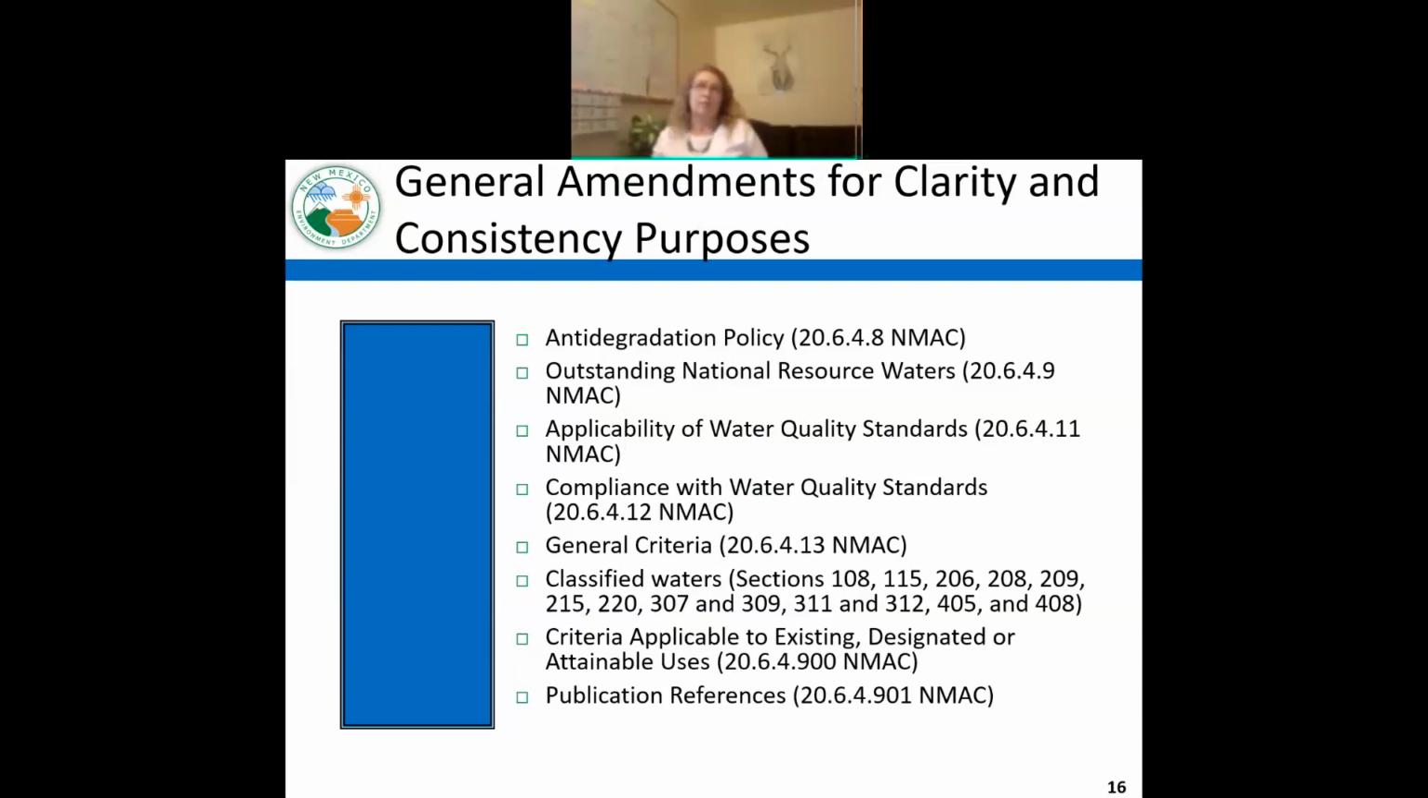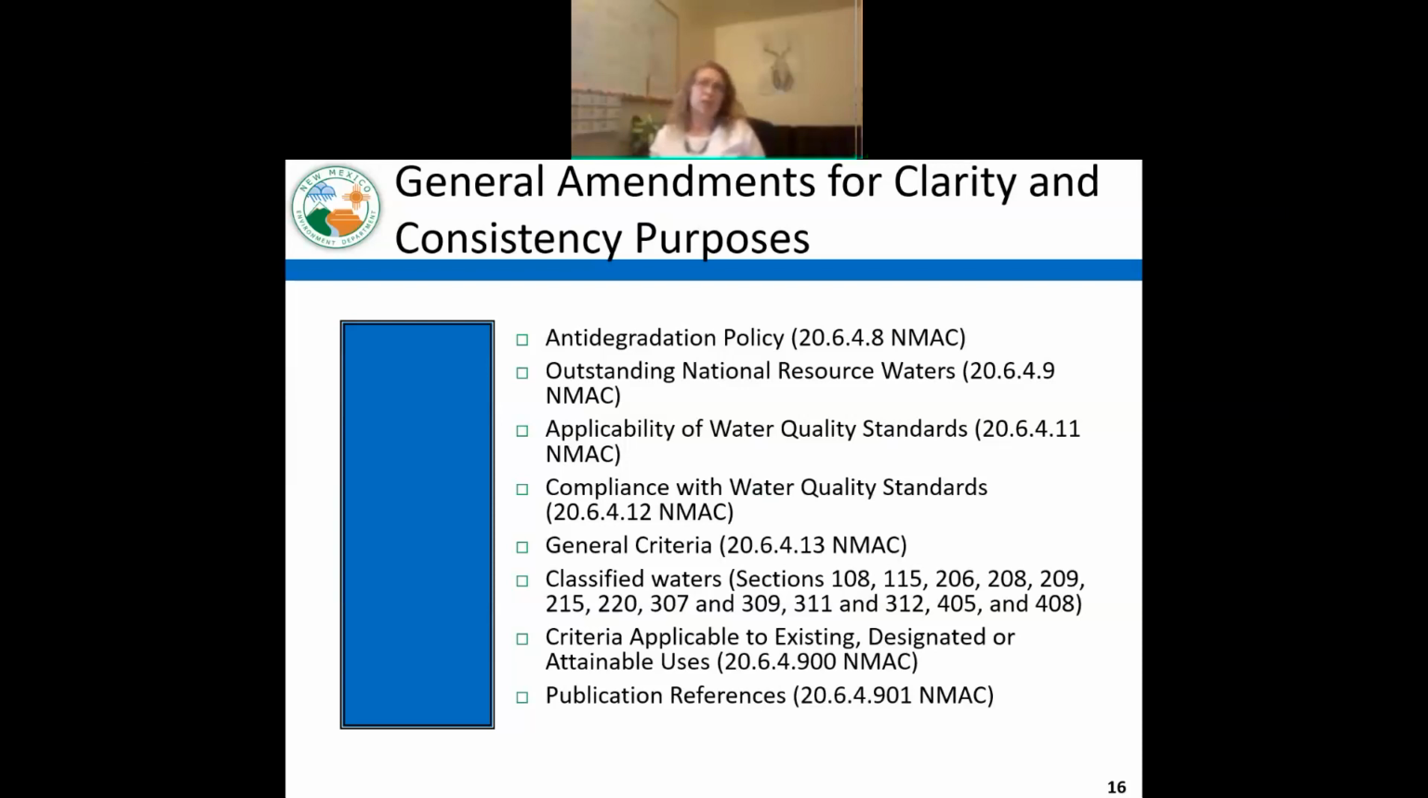There are a series of general amendments that are being proposed, none of which add or remove existing applicability, but rather aid in implementation. These amendments include anti-degradation policy and implementation plan under Section 8, the outstanding national resource water section under Section 9, and this is just updating the procedural reference to reflect the adoption of climate change as we just discussed in Section 6.